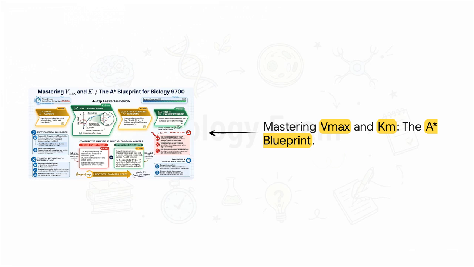Now look at the top band answer in green. As substrate concentration increases, reaching Vmax at X micromoles per minute, the Km calculated at half Vmax is Y micromoles, indicating high affinity. It is totally backed by data, it uses rock-solid scientific reasoning, and it includes the specific units extracted right from the axes of the graph. That right there, that is your A-star blueprint.